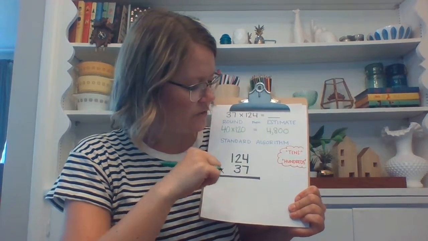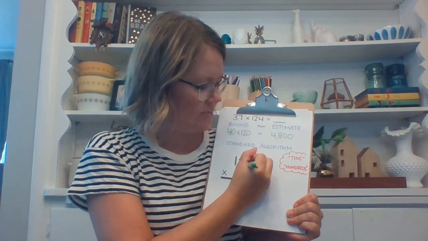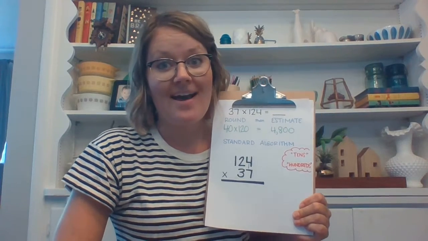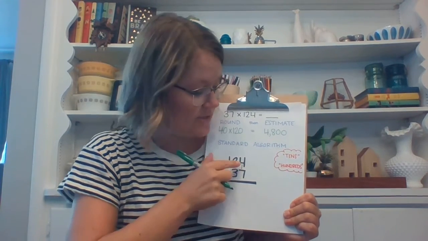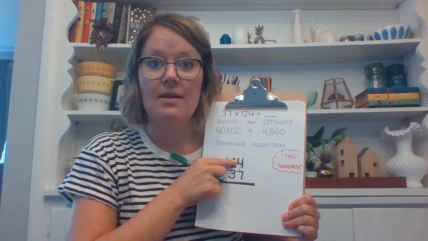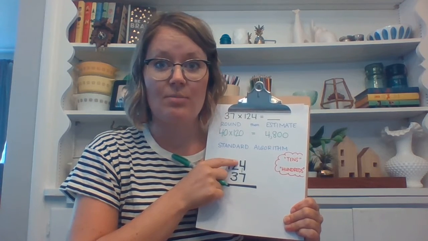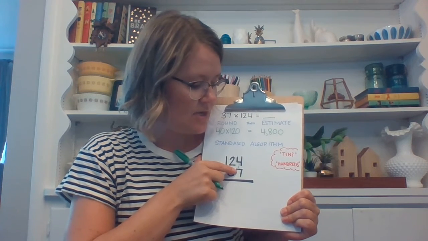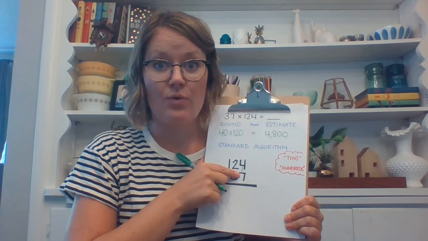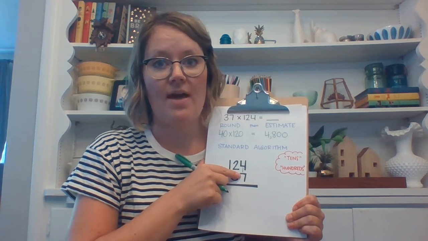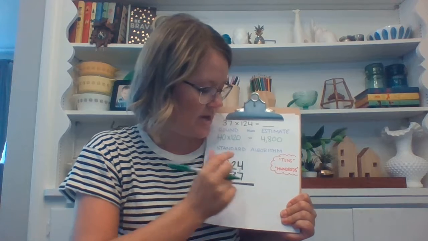Okay, so the first thing that I need to do is I need to multiply 7 times 4. Hopefully you have a strategy. I'm going to use a double strategy because 4 is double double. So I can do 7 times 2 is 14. And then I can double that, and that's 28. So 7 times 4 is 28.